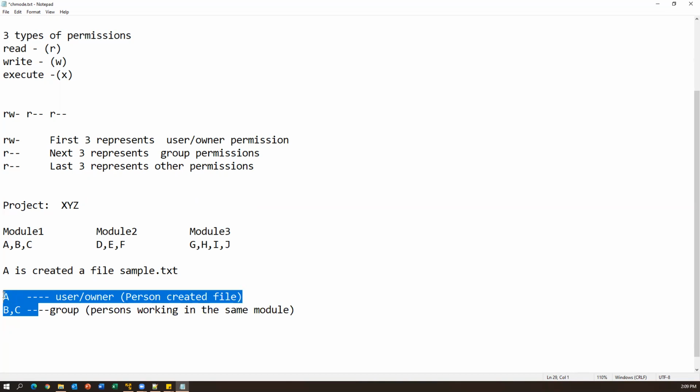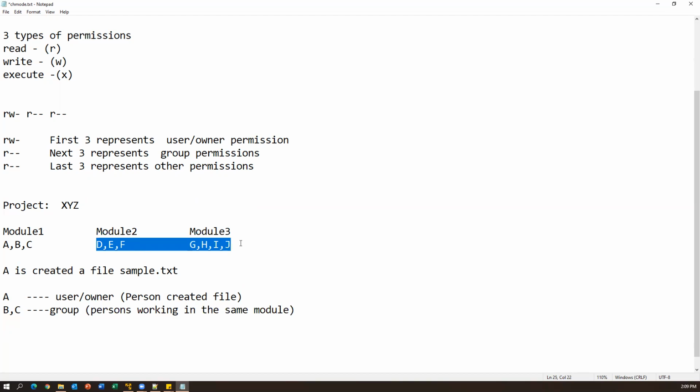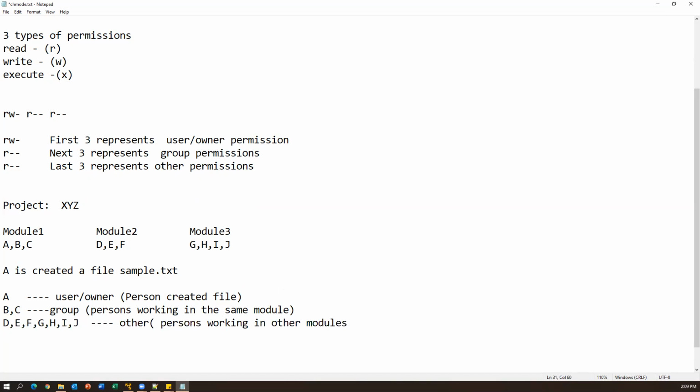Other than these 3, the rest of the people are working under other modules. They all come under the other role. When I say D, E, F, and also G, H, I, J, these people come under the other role. Means persons working under other modules. So this is a categorization.